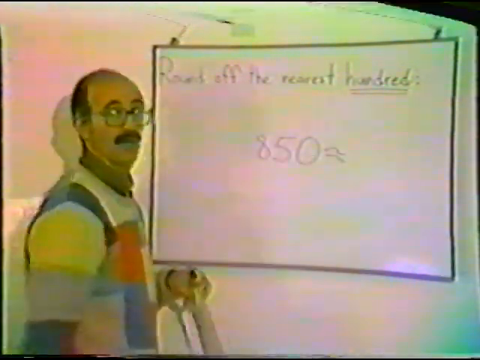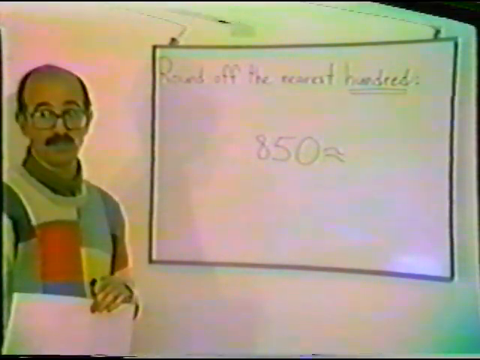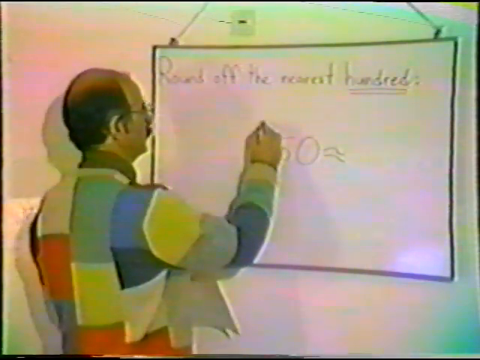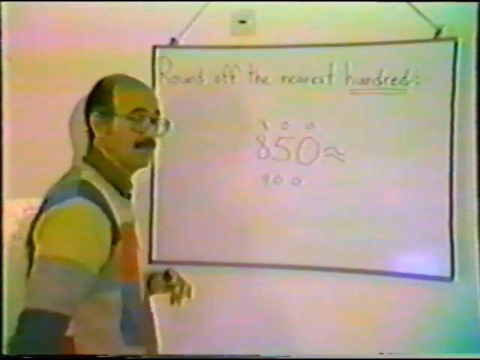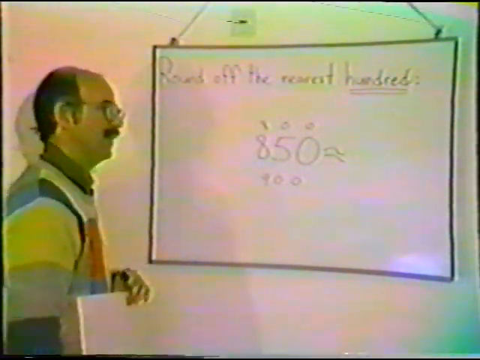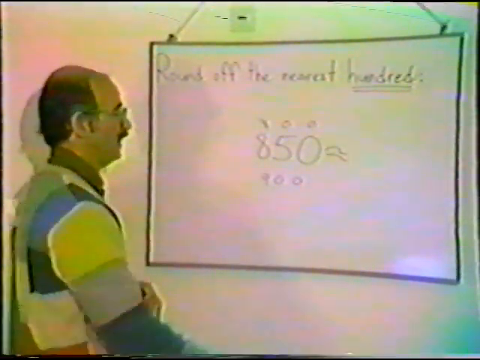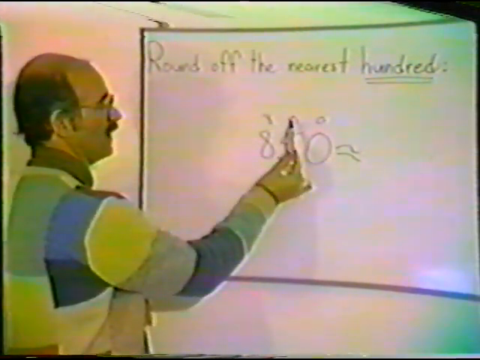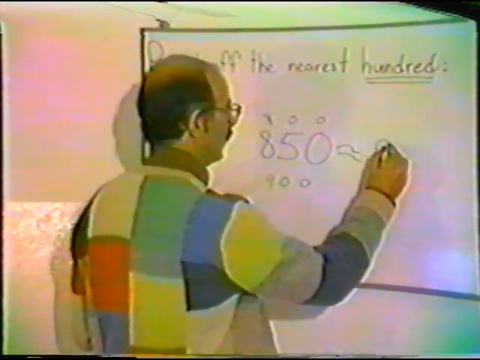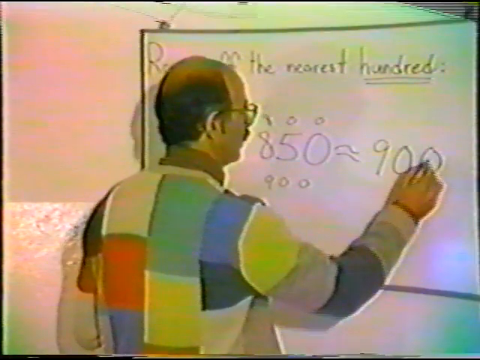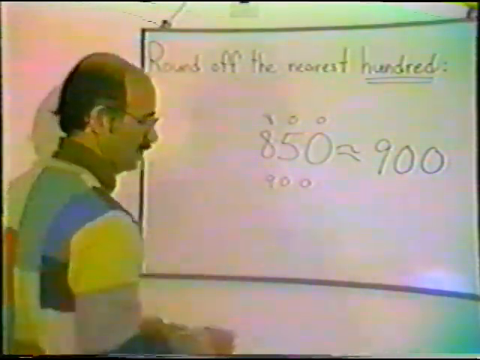850. Hundreds, which two numbers is that falling between? 800 and 900. And which is it closer to? 900. That's right, because 50 is right in between. 850 is halfway between 800 and 900, and when it's in the middle, it moves up to the next one. So round it off to the nearest 100, it's 900.